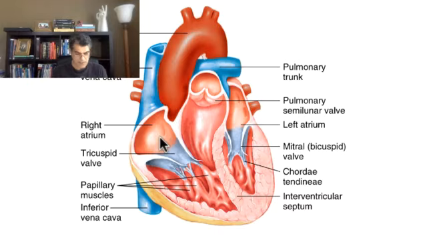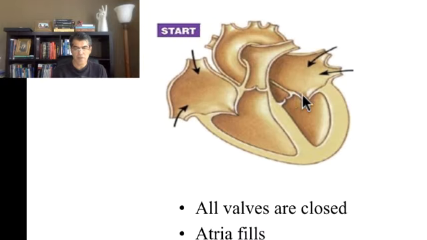To begin this cycle, we're going to start from the time that all four valves are closed. As you can see, your tricuspid valve is closed, your bicuspid valve is closed, pulmonary valve is closed, aortic valve is closed. Blood is going to come inside the atrium and fill the atrium.